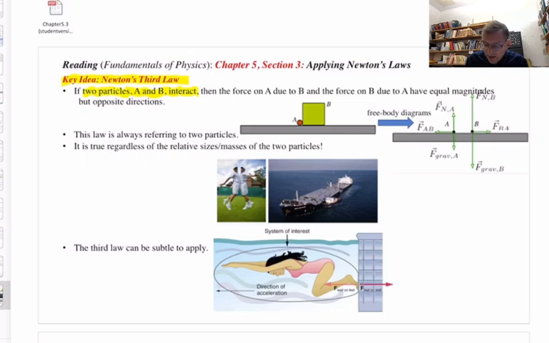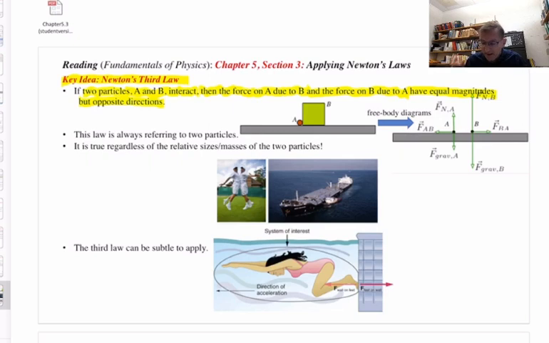Here's what the third law says. The force on A due to B, force on particle A due to particle B, and the force on B due to A, the force on particle B due to particle A, have equal magnitudes but opposite directions. The force on A due to B and the force on B due to A have equal magnitudes but opposite directions. That's how we're going to state the third law. It says in very succinct physics words what we mean.